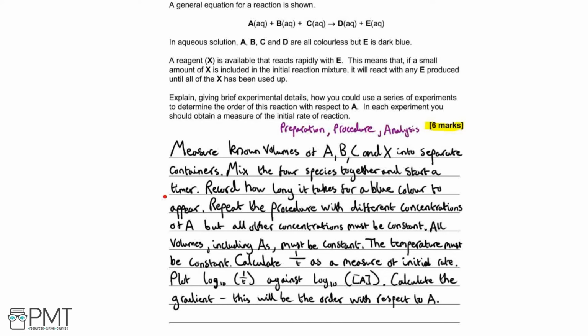And finally, we go on to an analysis where we need to state what we were using as a measure of initial rate, as the question asked specifically for a measure of the initial rate of reaction, so we need to distinctly link that to it. Then talk about what we're plotting on the graph, and then how we're going to use that graph in order to get the marks. And that gives us a complete explanation of all 3 stages present in the question, which would get us the full 6 marks.